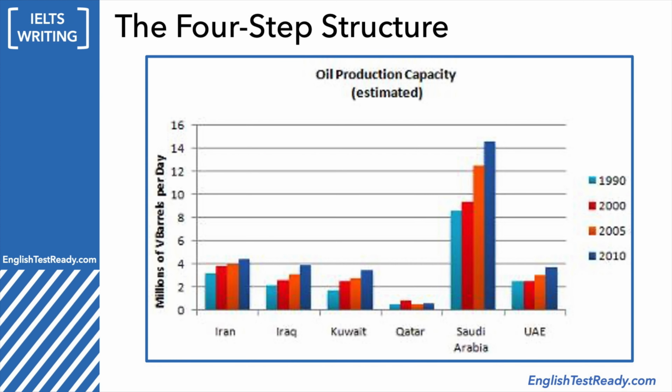So this is the graph we'll describe. It's all about the oil production capacity in these 6 countries from 1990 to 2010, so in a 20-year period. So this is a bar graph, and it's a very common question type on task 1 and probably one of the easiest types of graphs to describe.